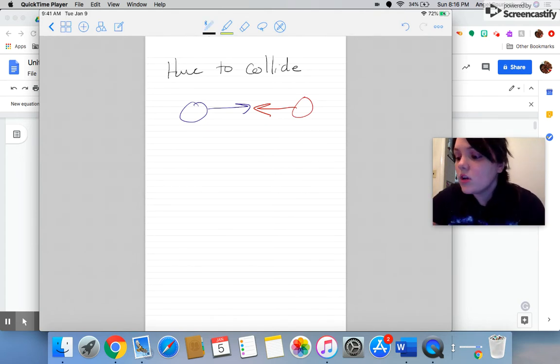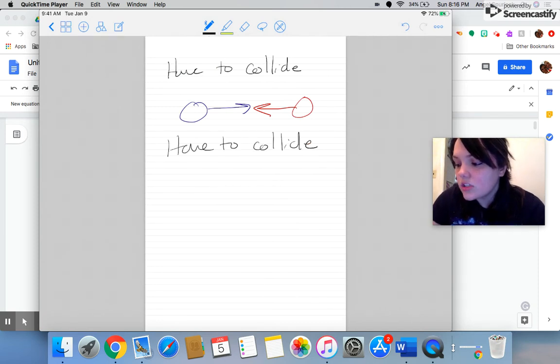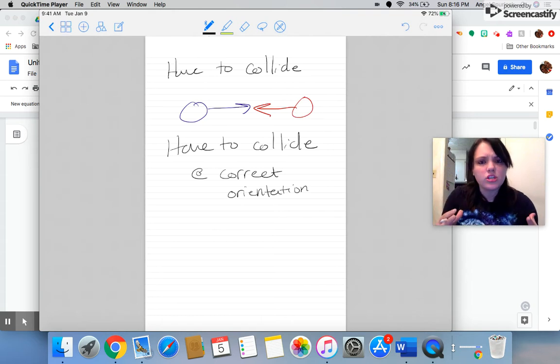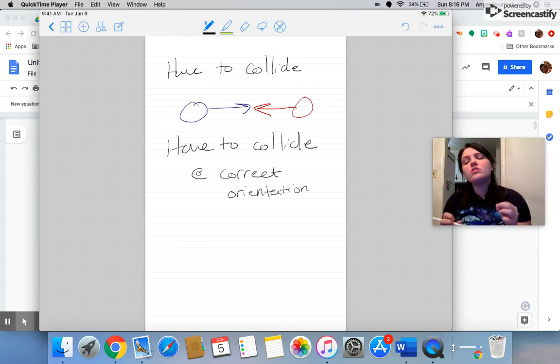Now, the second requirement that we're going to see is that not only do they have to collide, but they have to collide at the correct orientation, okay? And if you don't like that word, you can think of it as correct angle or just correct position, okay? They have to collide at the correct position. If you're wondering why, I'm going to use a quick example, but I'm going to give a disclaimer first.